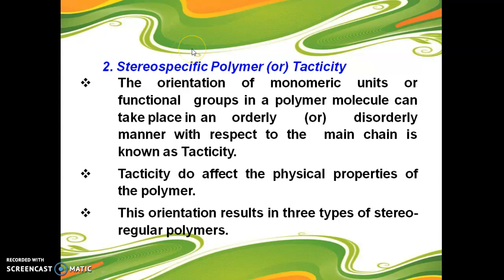In this, there are three types. It is otherwise called the tacticity of a polymer. It tells us that the orientation of monomeric units or functional groups in a polymeric molecule can take place in an orderly or disorderly manner with respect to the main chain, which is known as tacticity. It does not affect the physical properties of a polymer.